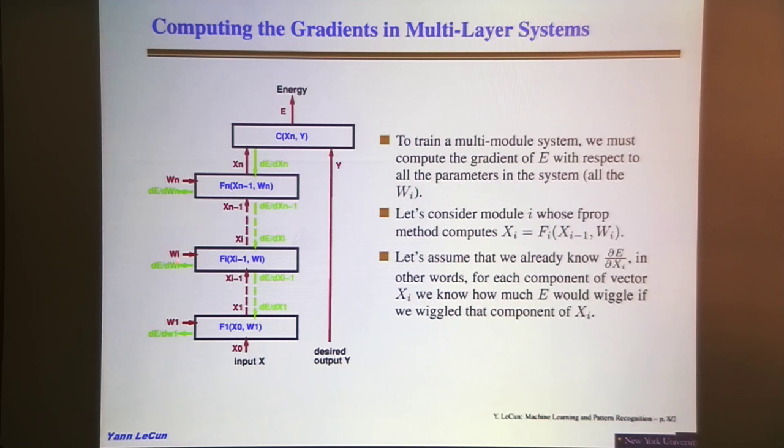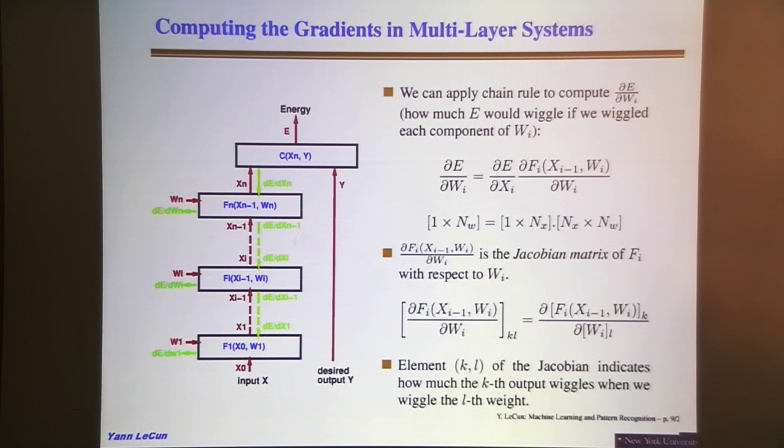So if we write this down, we can write it this way. So let's start with the gradient with respect to the parameters. So the gradient of the energy with respect to the parameter of the ith box here, dE over dWi, is equal to d over dxi, which is this green vector, multiplied by dFi over dWi, which is the Jacobian matrix of this module with respect to its parameter vector. Okay? So that's a matrix. That's a row vector, if you want. That's a row vector, and that's a matrix.